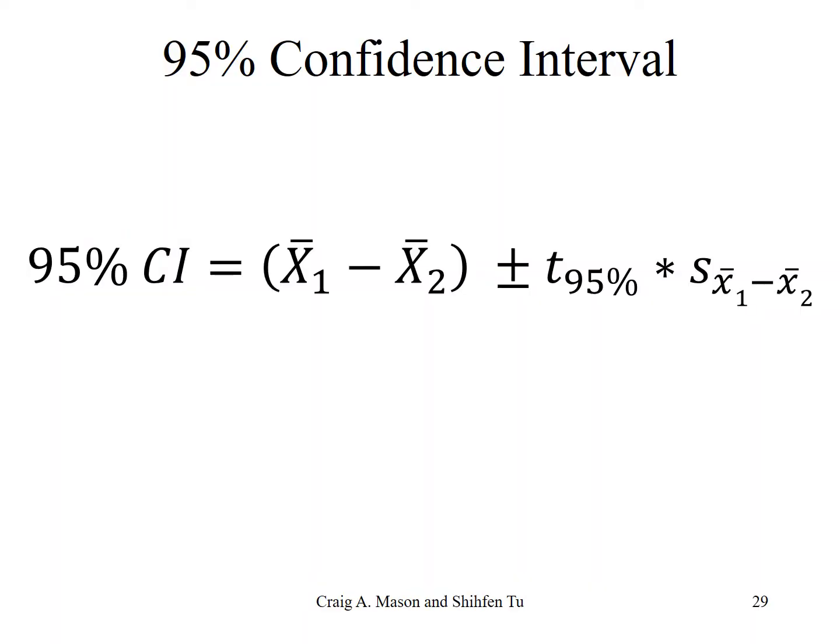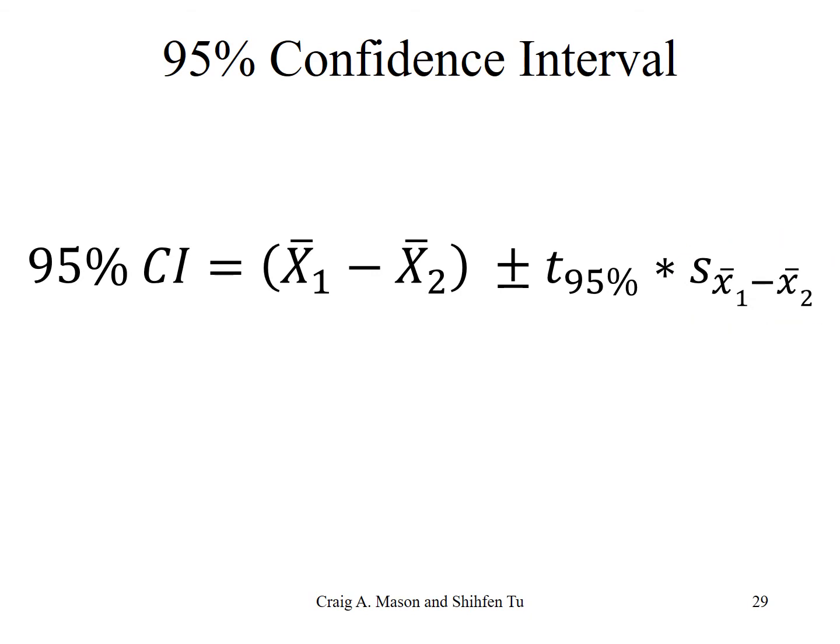The formula is essentially the same one we've been using, modified slightly because we're looking at the difference between two means. It's equal to the mean for sample 1 minus the mean for sample 2, our difference in means, plus and minus the two-tailed t-score that bounds 95% of the distribution, times the standard error of the difference in means.